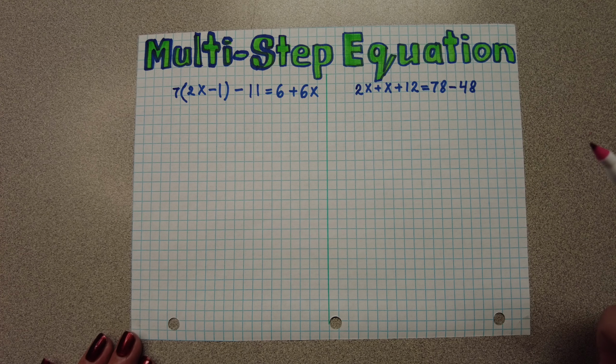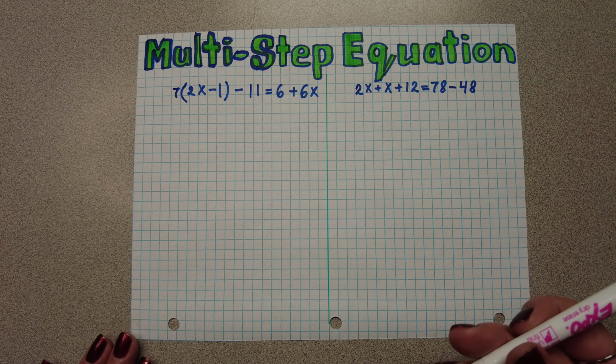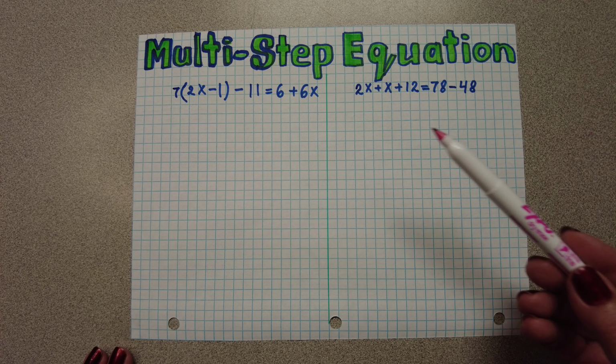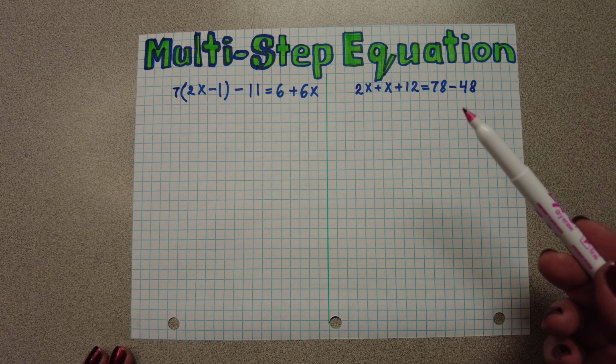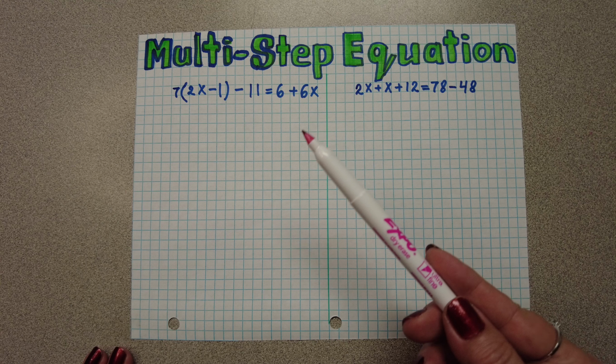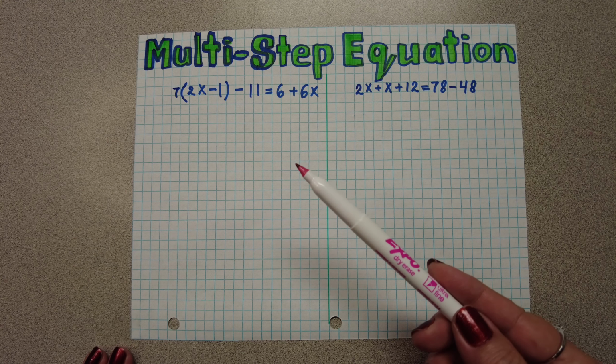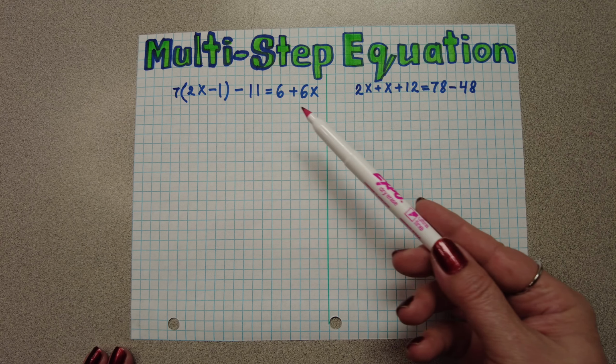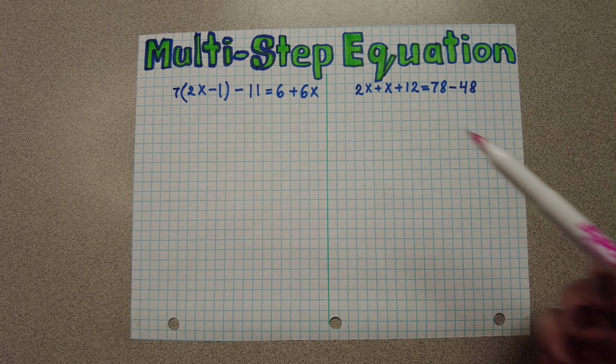What is a multi-step equation? A multi-step equation is an equation that takes two or more steps to solve, to find our variable. When we're solving the equation, our goal is to find the value of the variable that makes the equation true. In this case, we have x.